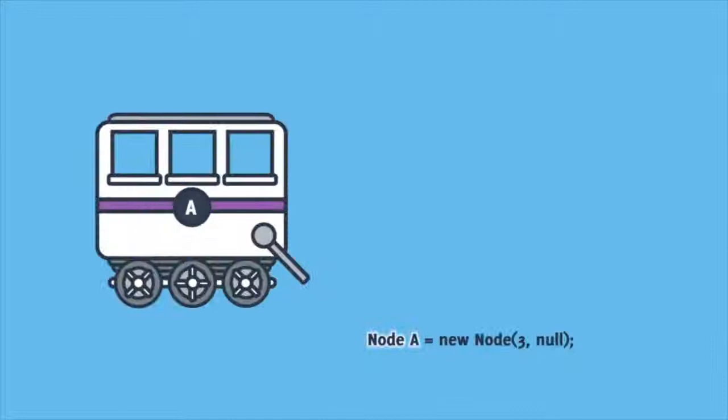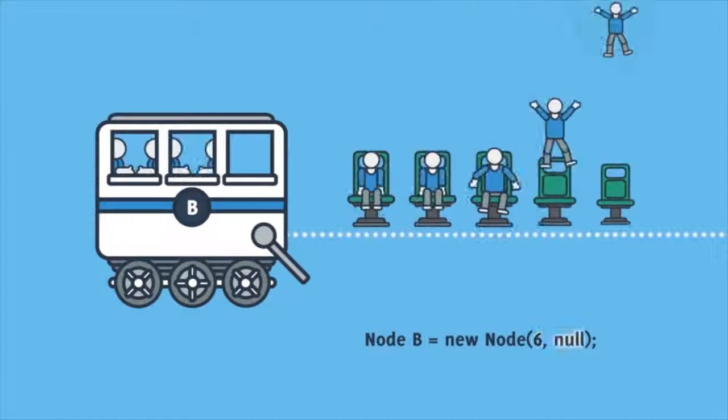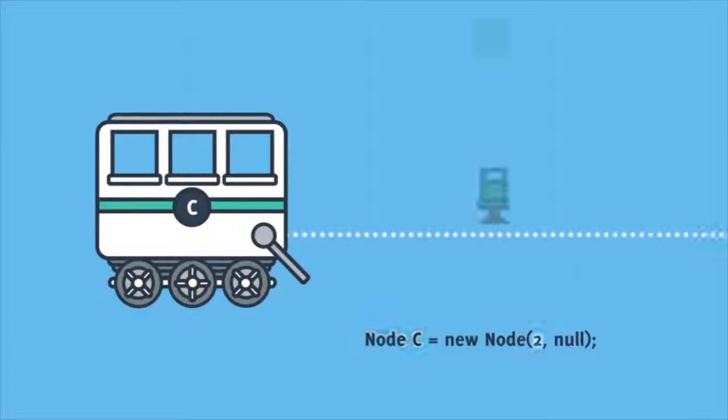Okay, so to create the first node, we would write node A equal to new node, placing 3 as the data value and null as the reference. Let's give node B a data value of 6 and also with null as its reference. We'll give node C a data value of 2 and a reference of null. And now node D a data value of 4 and a reference value of null. Great, now let's link up the carriages.